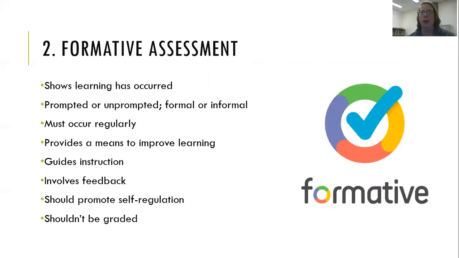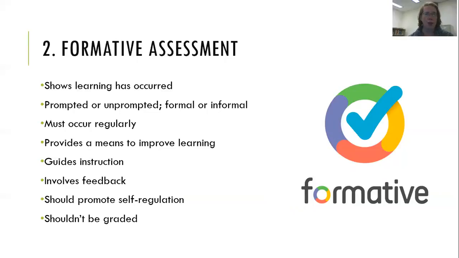The next type is formative assessment. So formative assessment shows whether or not learning has occurred. It can be prompted or unprompted, formal or informal. So if you think about a typical classroom in the United States, a lot of times you'll hear instructors asking things like thumbs up or thumbs down, which is an evaluation for students and for the instructor of whether or not students got the concept.